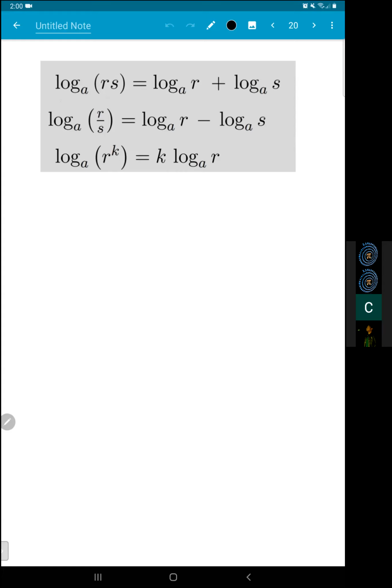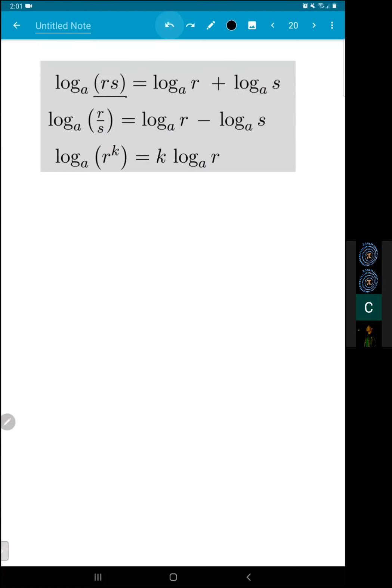Logarithms convert multiplication to addition. So if you have a product and you get the logarithm, you can split it into the individual logarithms and add them. Log RS equals log R plus log S, to any base.